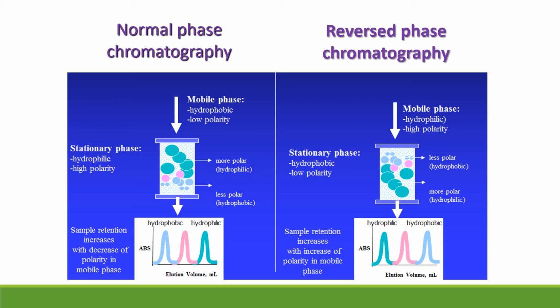column, the nonpolar compounds will have a higher affinity for that stationary phase and absorb more than the actual polar compounds, right? And so then those polar compounds are going to travel faster through the column. They're going to elute first, followed by the nonpolar compounds.